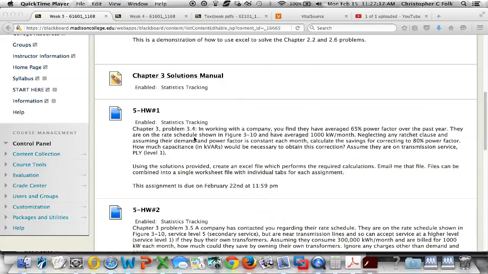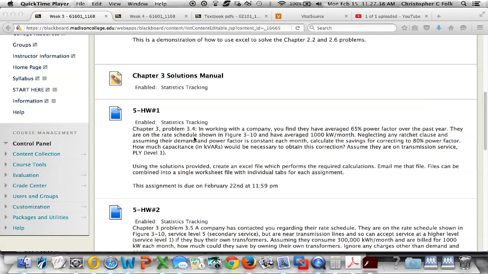So here are the new problems for the week. The first homework, 5-HW number 1, we see listed here on Blackboard. It says, in working with a company, you find that they have averaged 65% power factor over the past year.